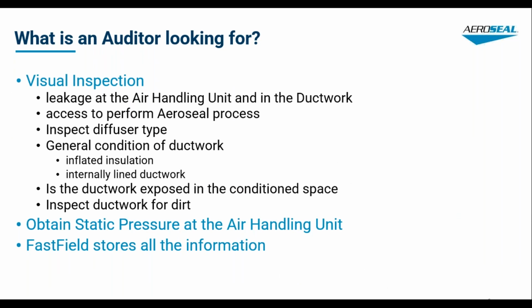And then what is an auditor looking for? When we're doing our visual inspection, we look at the air handling unit, and then we'll follow the duct runs. We'll go through the main, we'll go down the duct run and see, access-wise, is it going to be hard to get to any spots for any of our blocking? And then we'll look at the diffuser type, to see if they're linear diffusers or regular 2x2 diffusers.